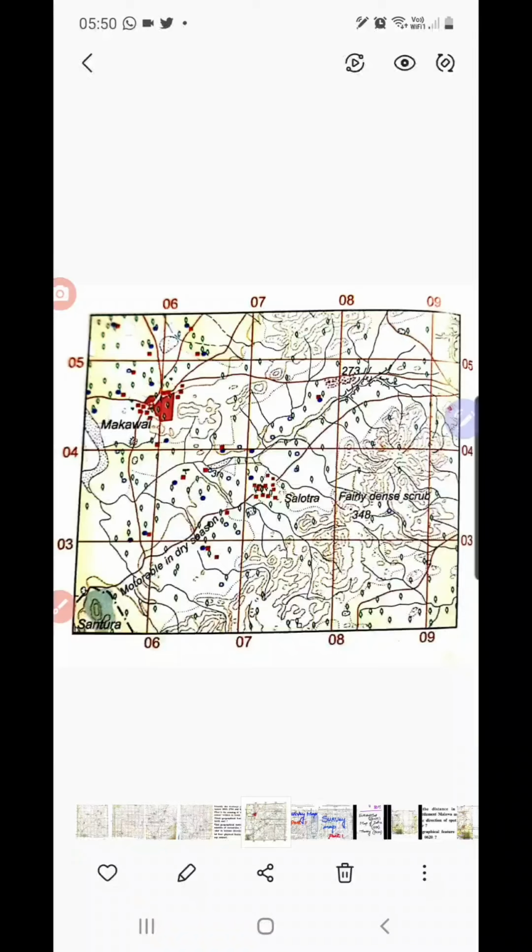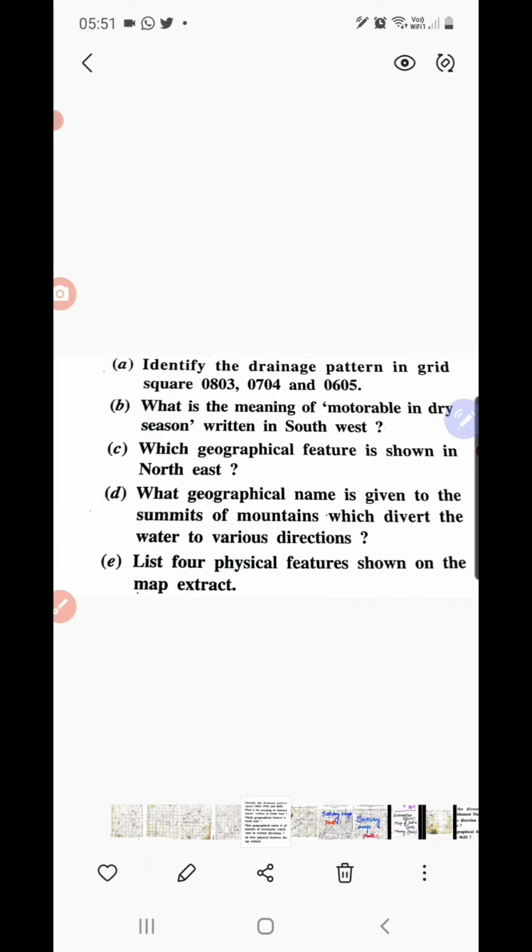Hello students, in this second part of survey map, let us continue with the rest of the questions of survey map. Let's see the question. Identify the drainage pattern in grid square 0803, 0704 and 0605.